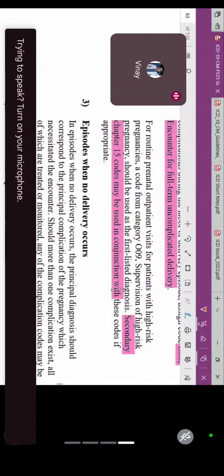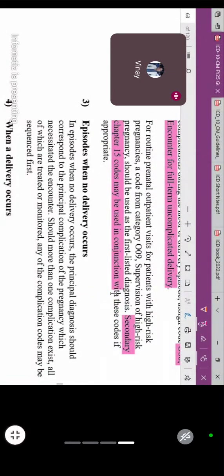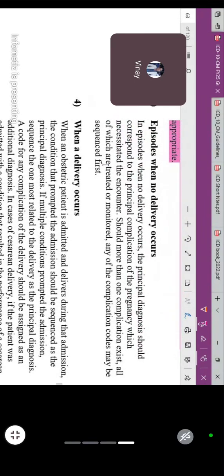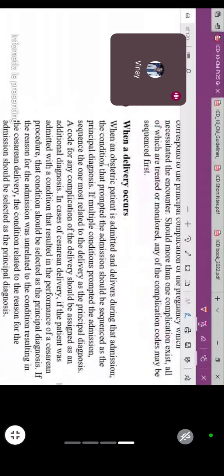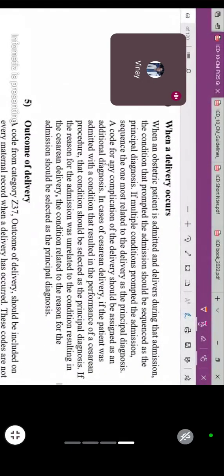If a lady has a high risk, then what is the high risk? That we can code from chapter number 15. For O09, supervision of a high risk pregnancy, you can code multiple O series codes. When a delivery occurred, we have another code for that.